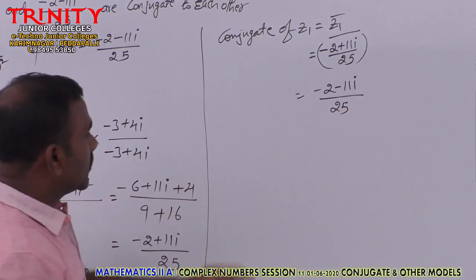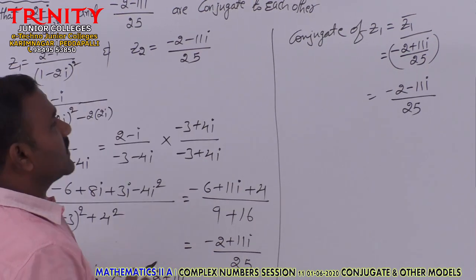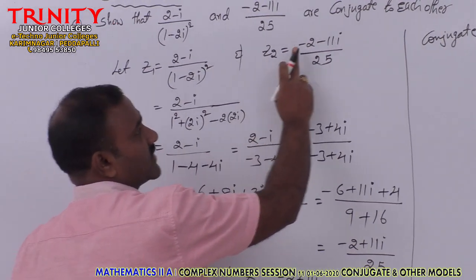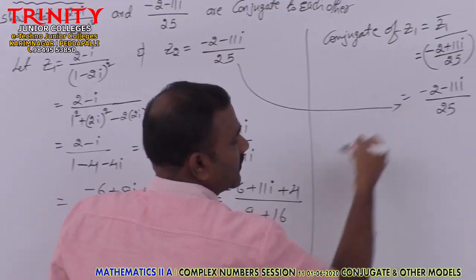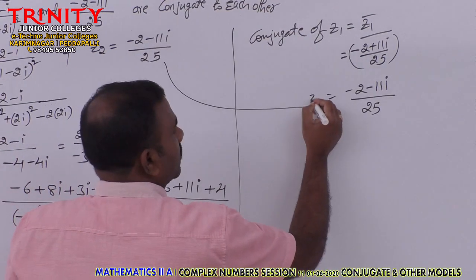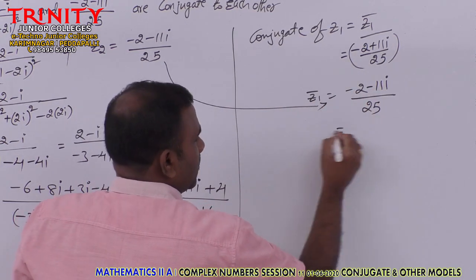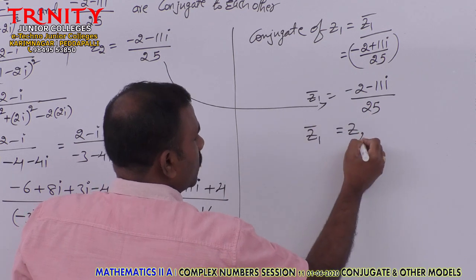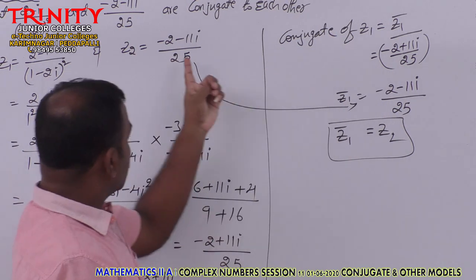See what you observed. The conjugate of Z1. Already, what is given? The complex number Z2 is (minus 2 minus 11i) by 25, or not? See, we got the same thing, or not? Therefore, Z1 bar is equal to (minus 2 minus 11i) by 25. Z1 bar is equivalent to Z2, or not?